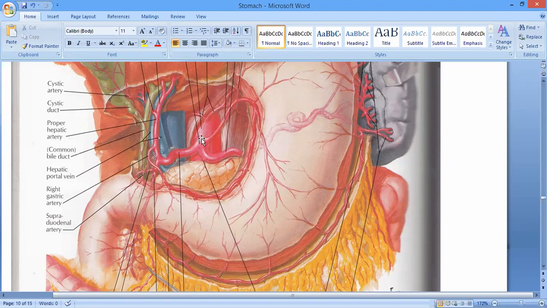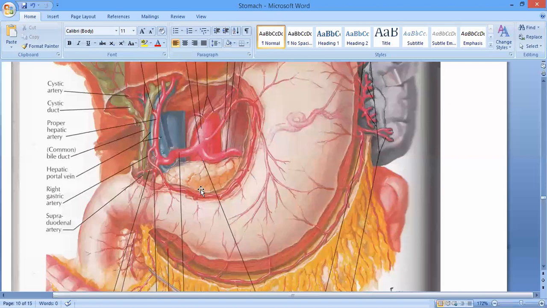But the left gastric artery, I told you, originates from the celiac trunk. As soon as it arises, it runs upward and to the left, and it will reach the lesser curvature. Then it will run in the lesser curvature and end by making an anastomosis with the right gastric artery, which is the branch of the hepatic artery over here.